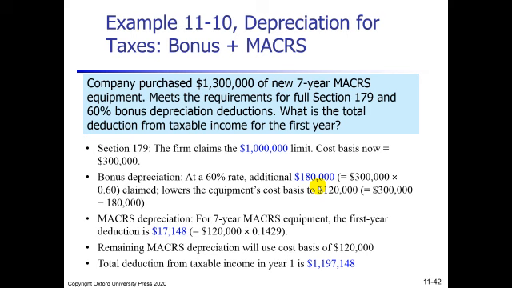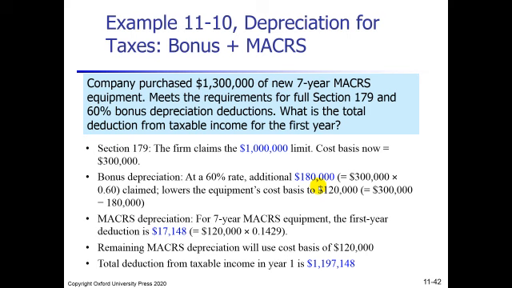And so now the MACRS does start to factor in. We're using a 7-year MACRS period, and so we can look at the tables there and see that the first year is a 14.29% deduction. And so we take that off of the $120,000 that was yet to be accounted for with our Section 179 and our bonus depreciation. And that means that we get to add another $17,148 as a depreciation deduction.